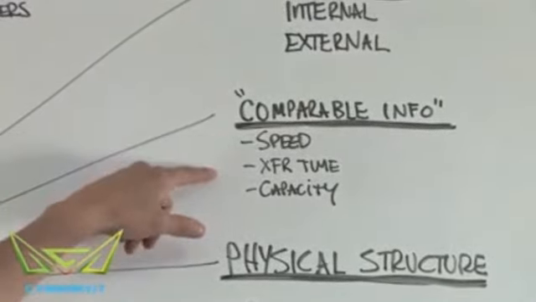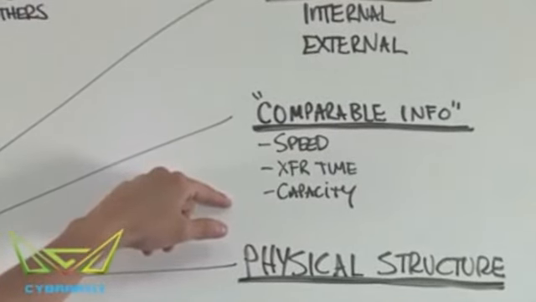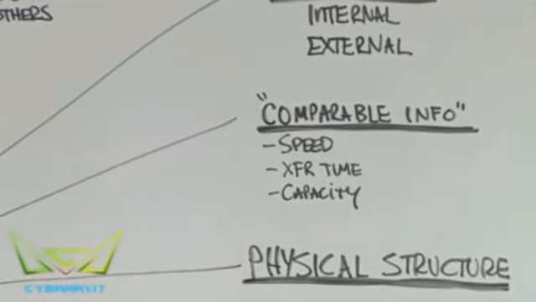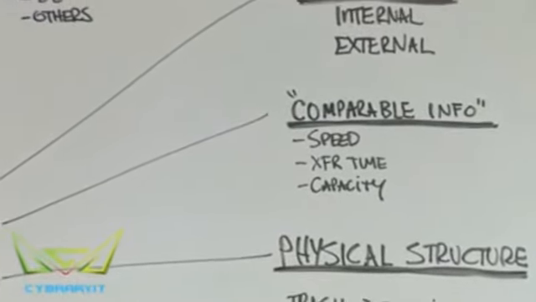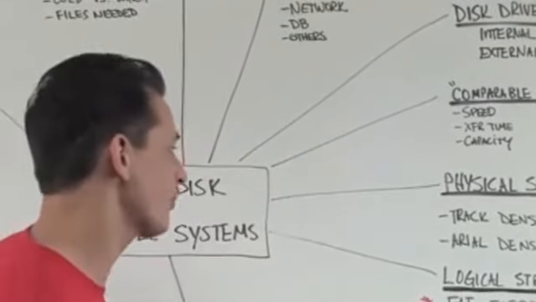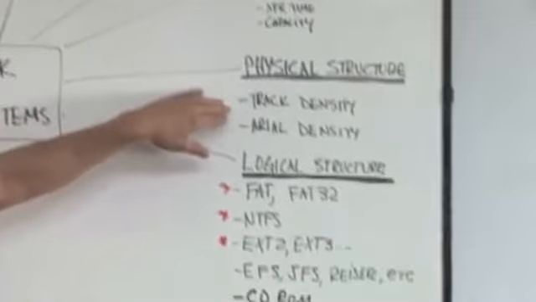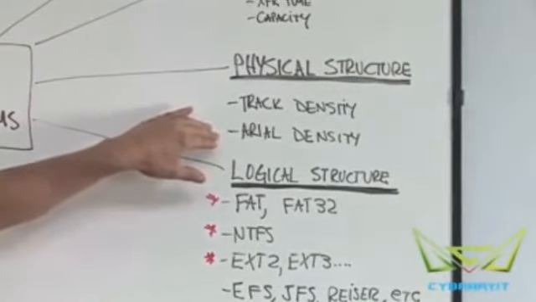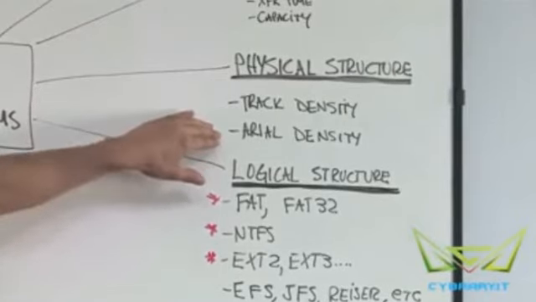There's speed, there's transfer time, there's capacity, and those are rather generic qualities that we look at when we start talking about hard drives and file systems. But then there are also very specifics like brand names and sale prices, and things like that frankly are relevant in my world. We have the physical structure. You have track density and areal density. We're going to get into that and discuss how you actually calculate track density or what exactly areal density is.